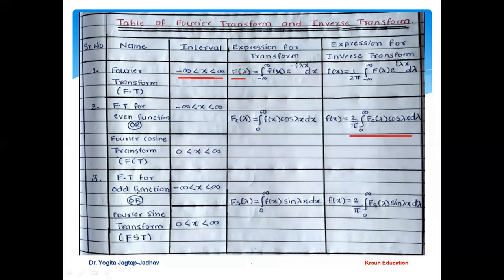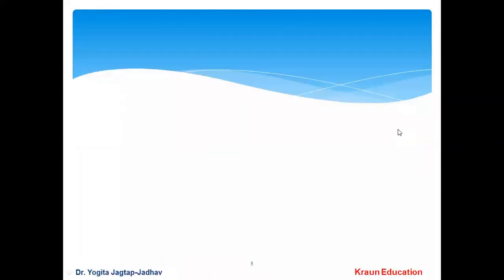Similarly, to find the Fourier transform of an odd function in the interval minus infinity to plus infinity, or to find the Fourier sine transform in the interval 0 to infinity, we have the formula Fs of lambda equal to integration from 0 to infinity f of x sine lambda x dx. Now to find the inverse Fourier sine transform, we have f of x equal to 2 upon pi integration from 0 to infinity Fs of lambda sine lambda x d lambda. Here again you can see for finding the inverse Fourier transforms, we have to integrate with respect to lambda so that we can obtain the function f of x.